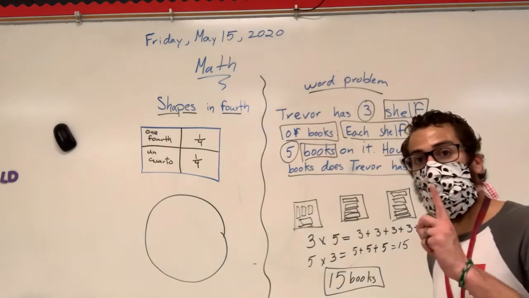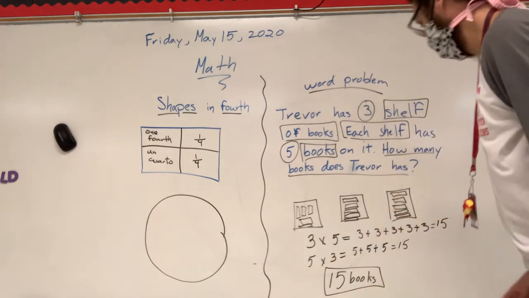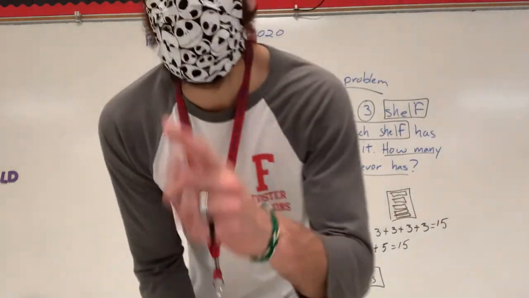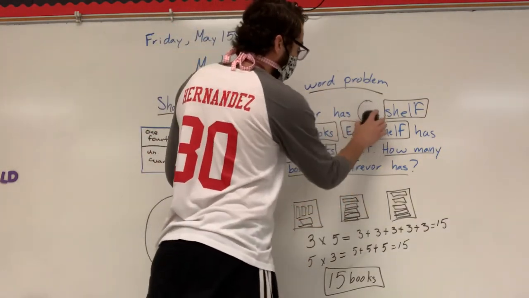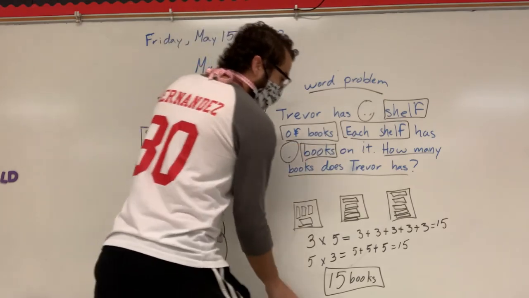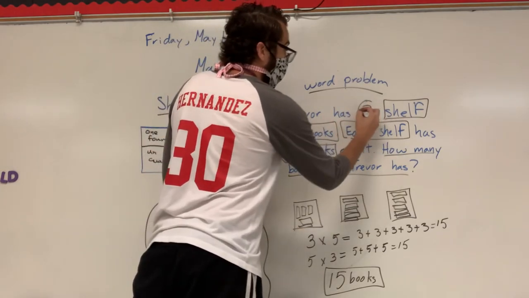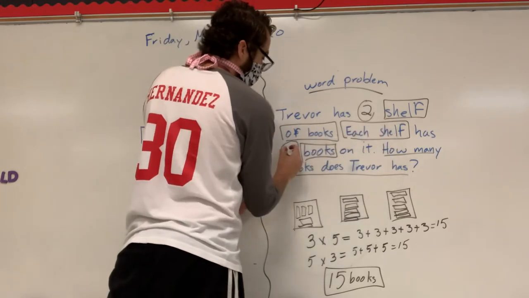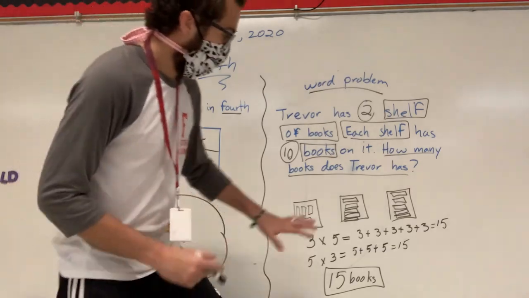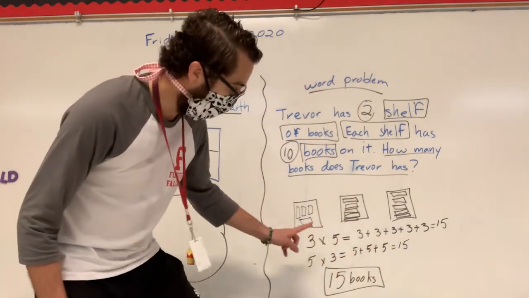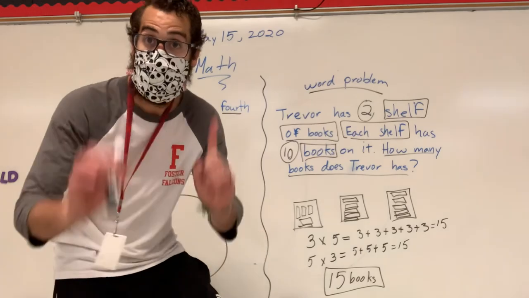Okay? And you're going to be doing this same thing, but with different numbers. You're doing different numbers. The numbers that you're doing are not 3 and not 5. I want you to do, Trevor has 2 shelves of books. Each shelf has 10 books on it. How many books does Trevor have? Así que tu dibujo tiene que verse diferente. Aquí dice 3 por 5, pero aquí estamos hablando de 2 y de 10. ¿Entendimos? Ese es tu trabajo.